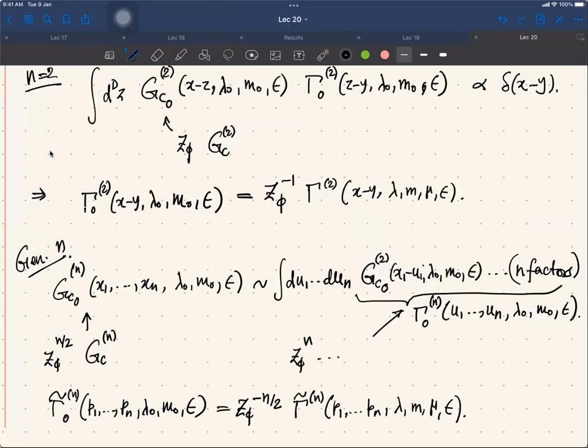So what one finds, basically the observation, is that the bare Green's function is given by Z phi to the power n by 2 times the renormalized Green's function, but the bare 1PI vertex is given by Z phi to the power minus n by 2 times the renormalized 1PI vertex. And that's true for both general n and for n equal to 2. Okay.